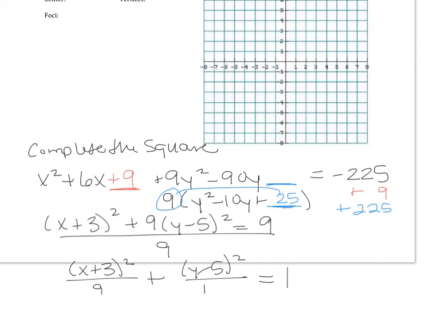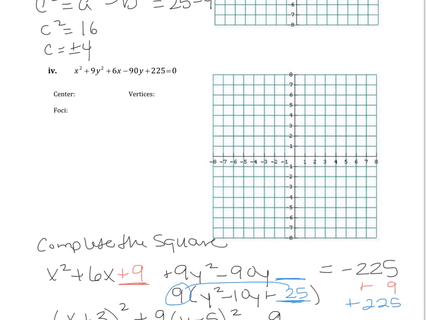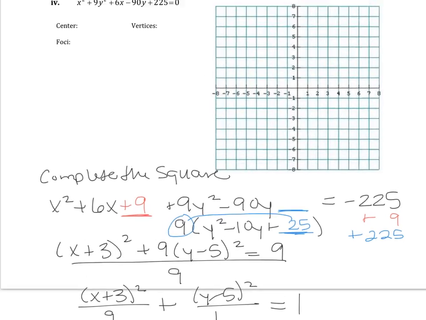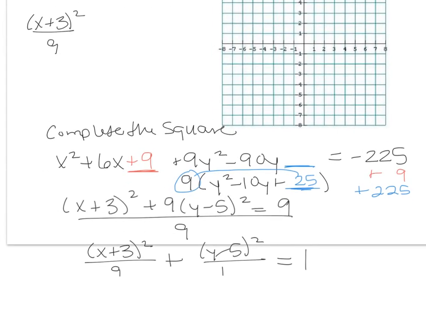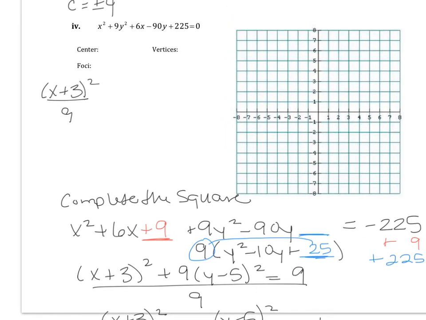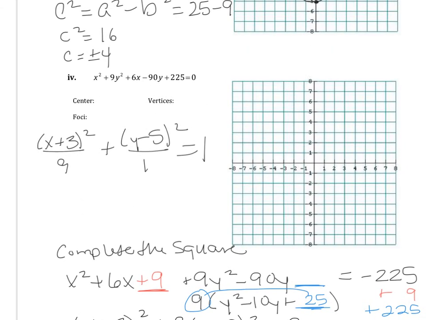Alright, so I'm going to actually rewrite this equation up here so that we can see it and use it. (x + 3) squared over 9 plus (y - 5) squared over 1 equals 1. Alright, so our center now, again, this looks like the second example we did. So it was a lot of work to get there, but it looks just like the second example we did.